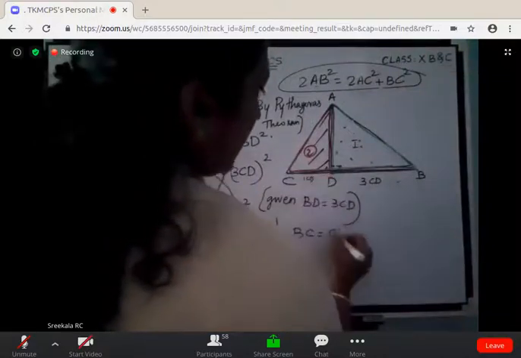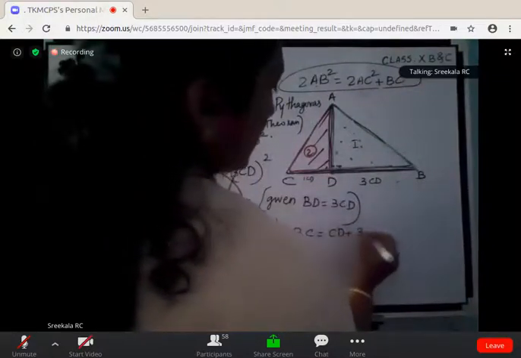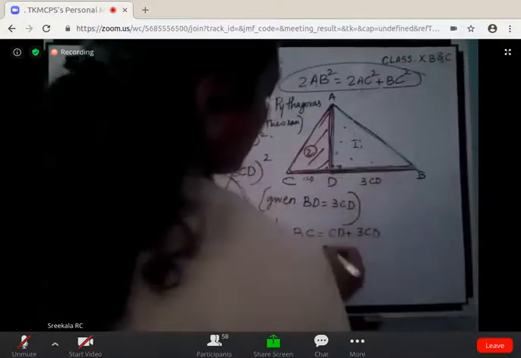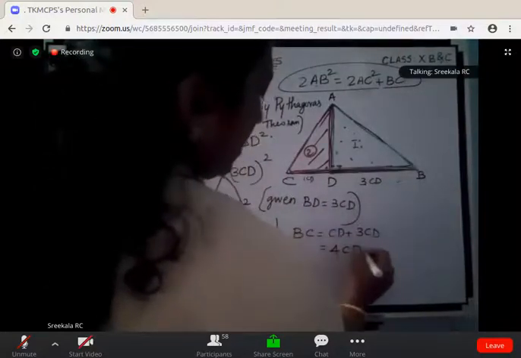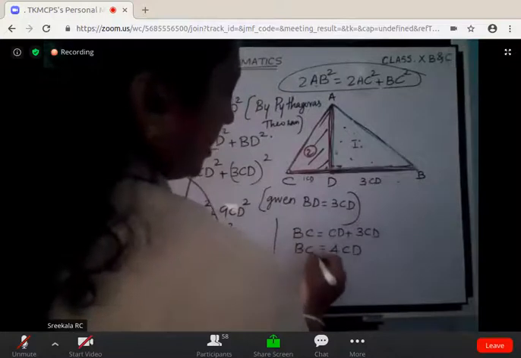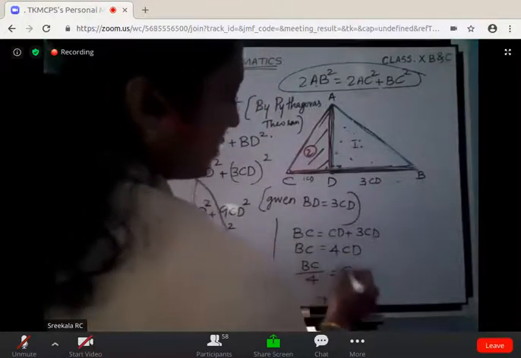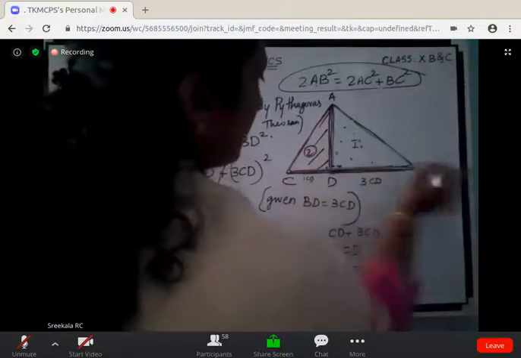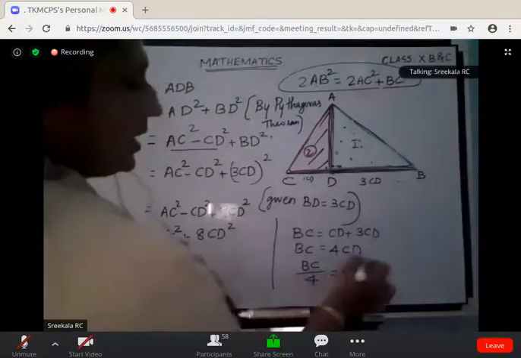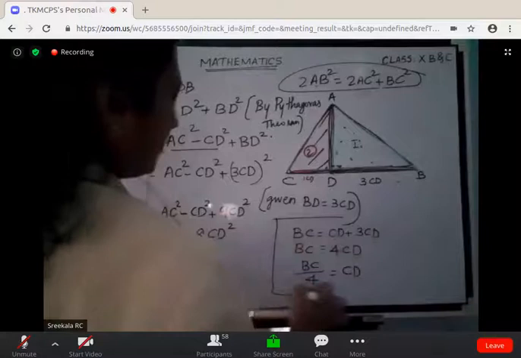This is 1 CD, plus 3 CD. Isn't it? This is 3 CD. So this total, that is 4 CD. So BC is equal to 4 CD. So when we divide by 4, BC divided by 4 equal to CD. That is, CD is equal to 1 by 4 BC. CD can be written as 1 by 4 BC.